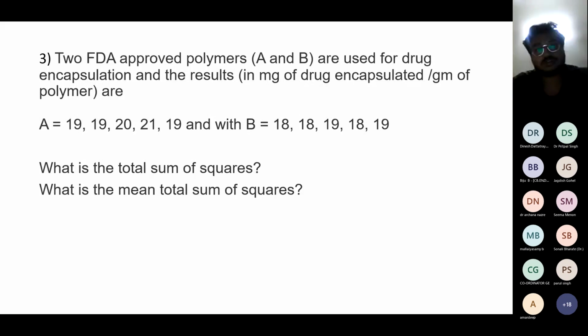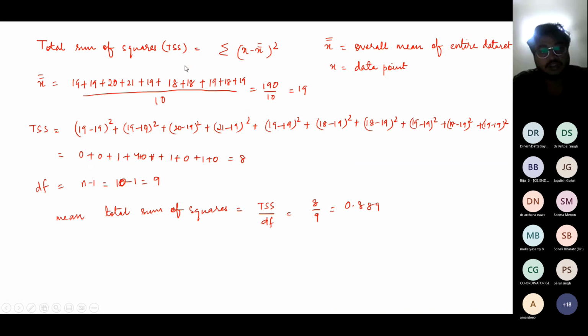Yeah, in the third question, we are given two data sets for two polymers. We are just asked to calculate the total sum of squares and the mean total sum of squares. So for total sum of squares, all we have to do is find the mean for the whole data set, subtract each data point from the mean, square it, and take the sum.